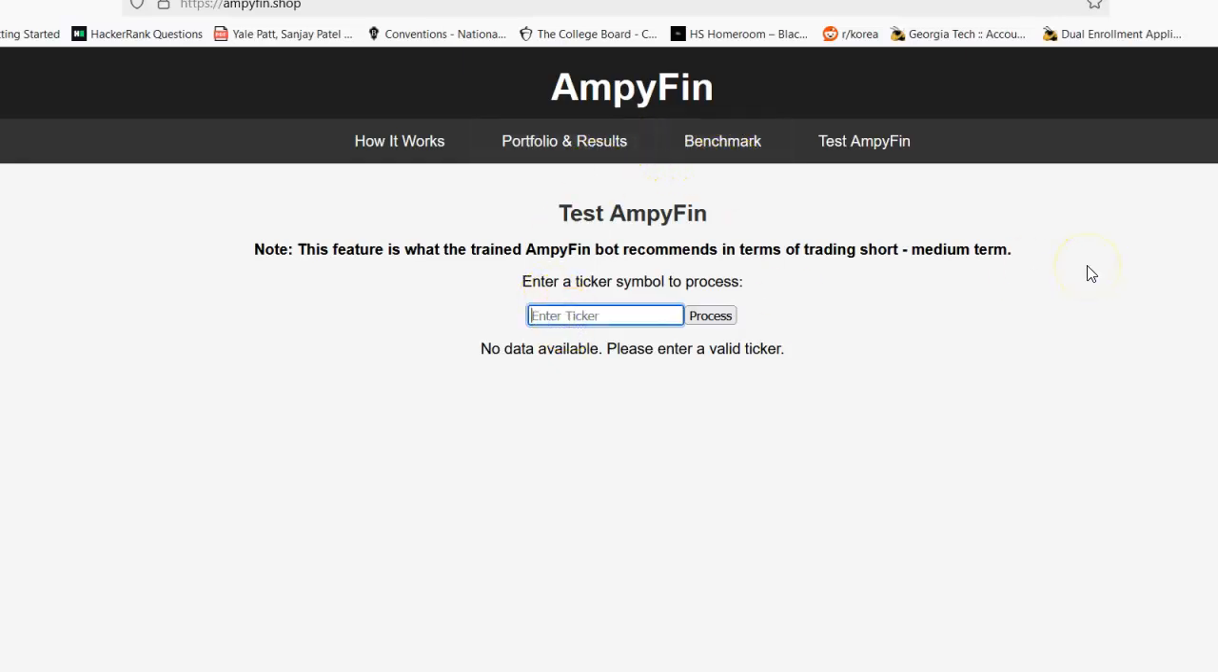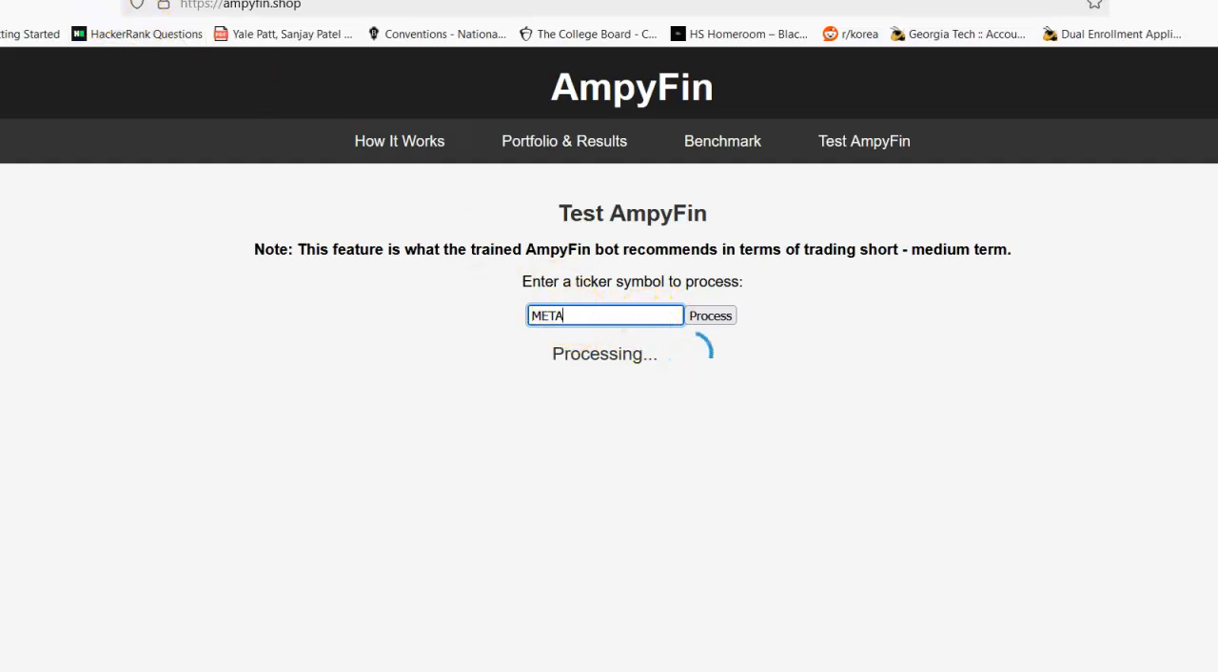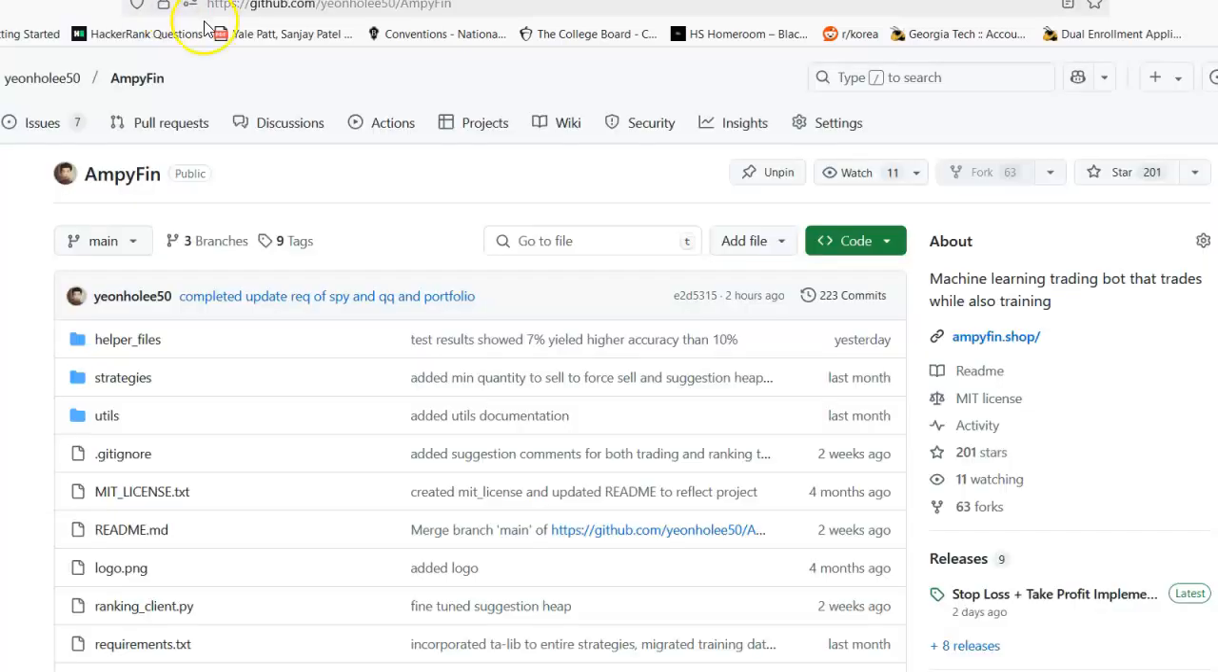Test Ampyfin. So this does take a little while. So let's look into, let's say, meta. Let's just type in meta. So it's going to run in the background for a while. I don't know how long it takes, a long time. So we'll go a little bit more into that.